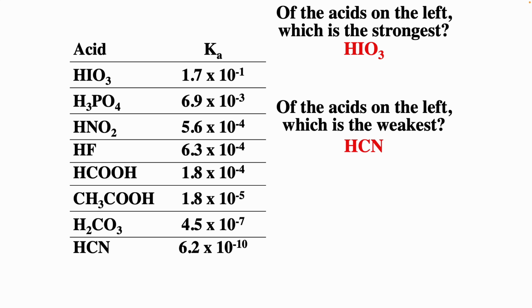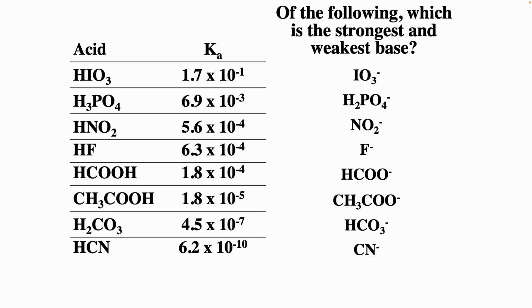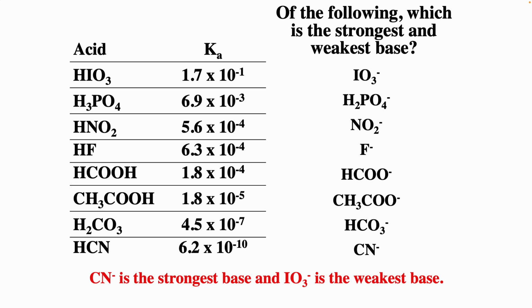Now, a kind of interesting question is we can look at the conjugate bases of these acids, right? So if we remove the hydrogen ion, then we're left with IO3 minus. Remove the hydrogen ion, the first one we have H2PO4 minus. Now, of these bases, which is going to be the weakest? And so we saw that this was the strongest acid, and so that means this would be the weakest base. The stronger the acid, the weaker the base. And so IO3 minus is the weakest base in this column, and CN minus is the strongest base. So the weaker the acid, the stronger the base. The stronger the acid, the weaker the conjugate base.